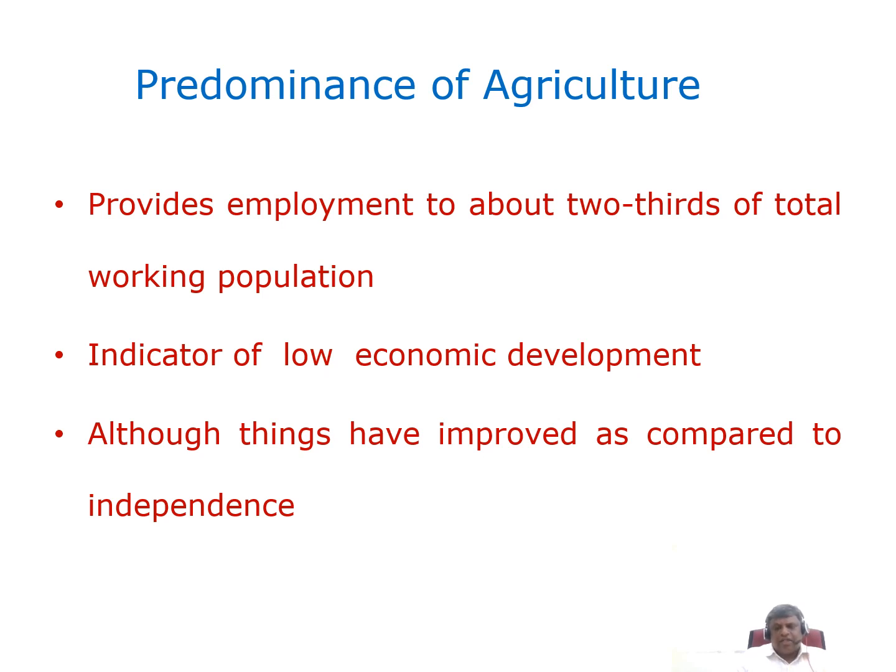India is the world's largest producer of milk, pulses and spices, and has the world's largest cattle population, as well as the largest area under wheat, rice and cotton. Agriculture provides employment to about two-thirds of the total working population. Dependence on agriculture is an indicator of low economic development, although it has improved compared to independence.